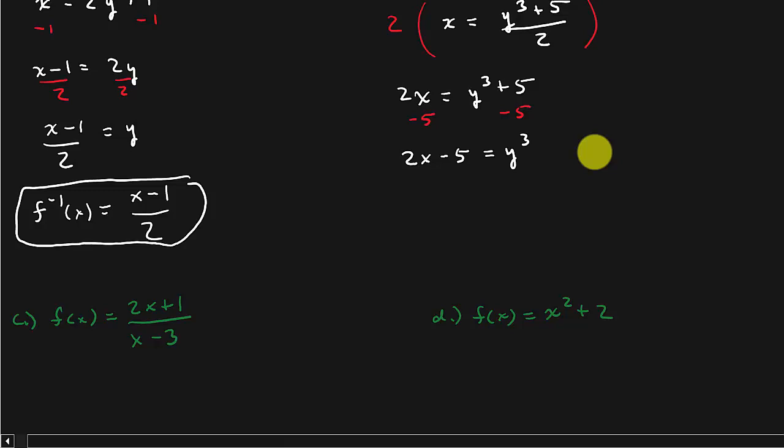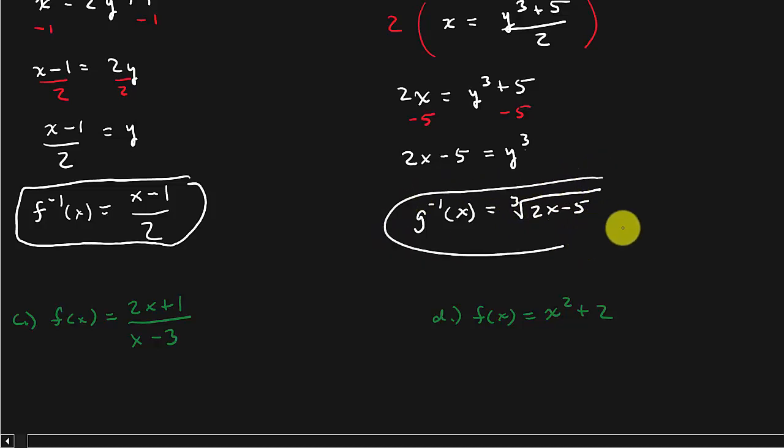Now, watch this. Just to save yourself from having to write an extra step, if I take the cube root of both sides, that's going to leave me with y, right? And then what would I do in the next step? If I wrote the y down, what would I do with the y in the next step? I would change it to the inverse symbol, right? So let's just go ahead and write that inverse symbol. And I'm taking the cube root of both sides, so that's the cube root of 2x minus 5.